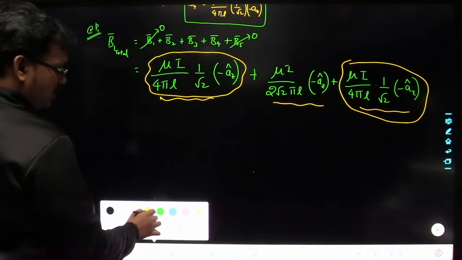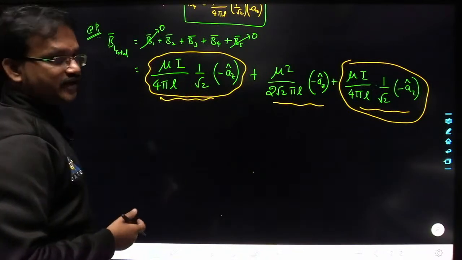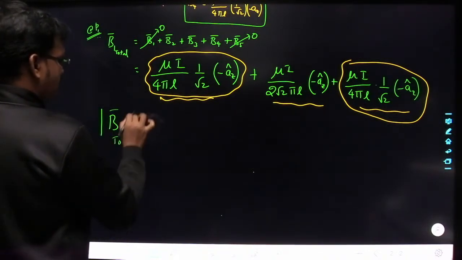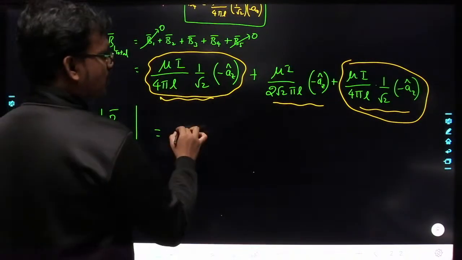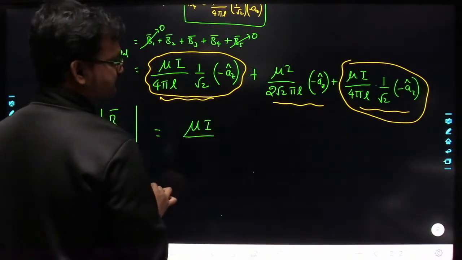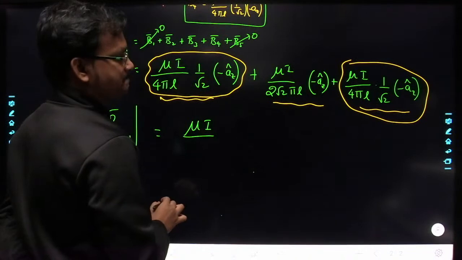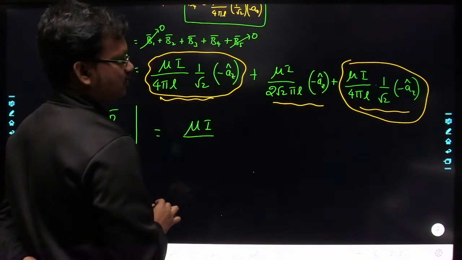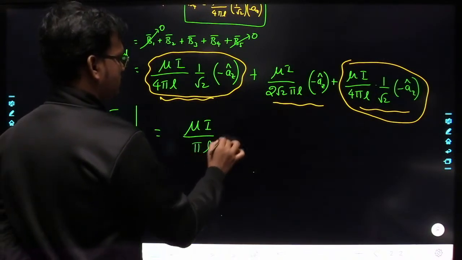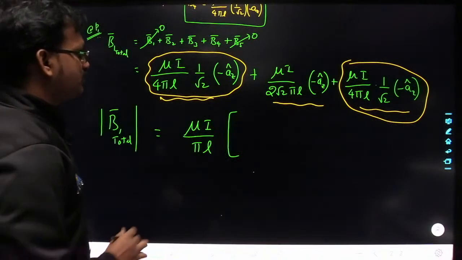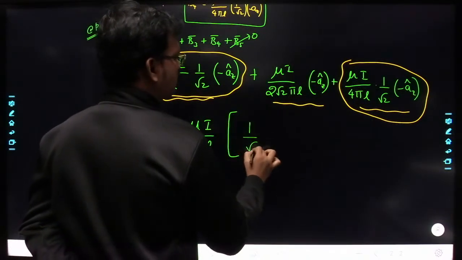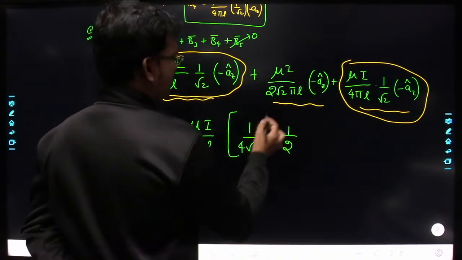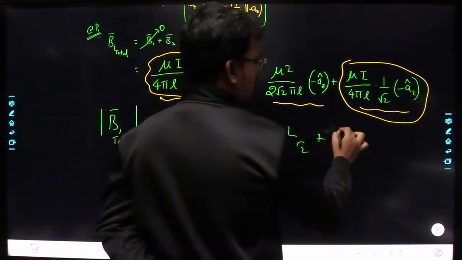So take whatever that is common. All are pointing in negative Z direction, that means they are going to get added up. So just consider B1 total magnitude. Just add all these things here because all are pointing in the same direction. So what you can take common here? Mu I by pi L you can take common, right? So then what is left out here? 1 by 4 root 2, and here 1 by 2 root 2, and here 1 by 4 root 2.